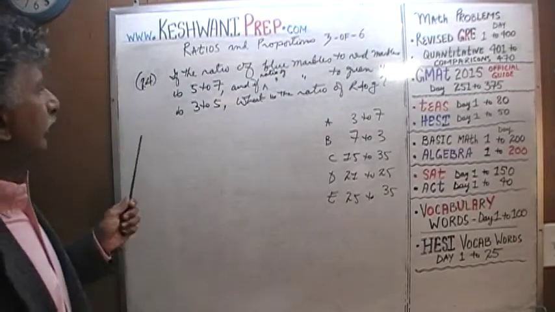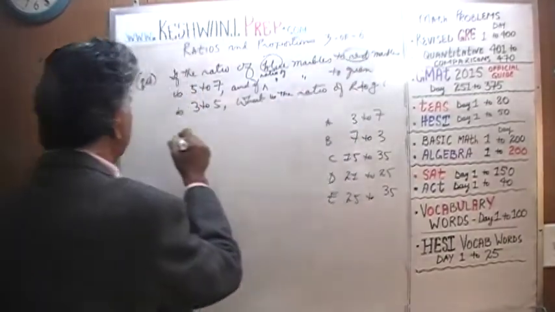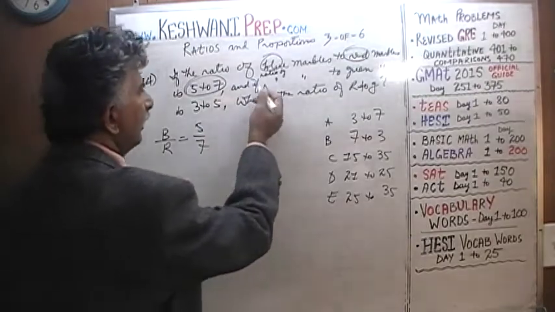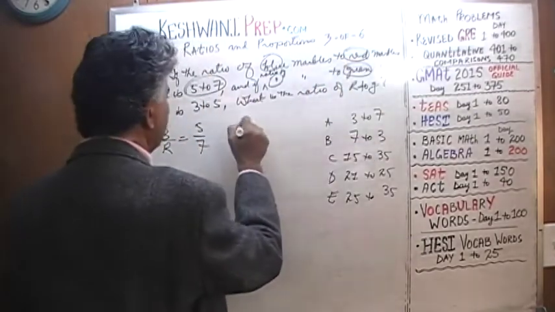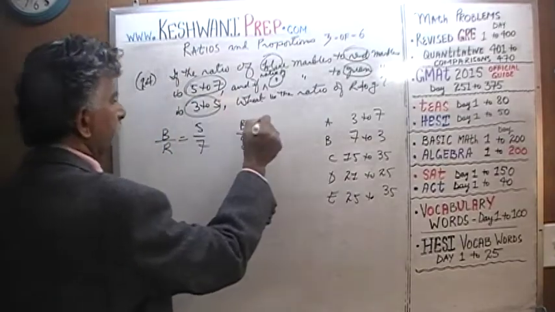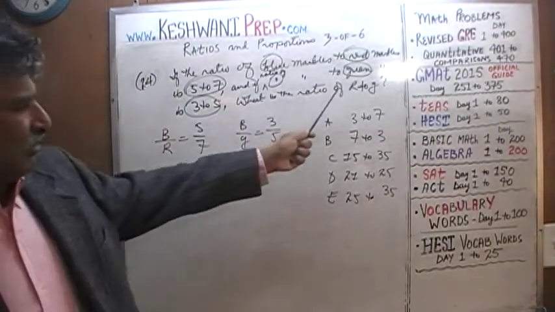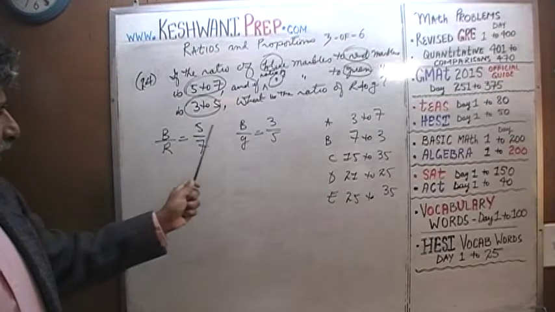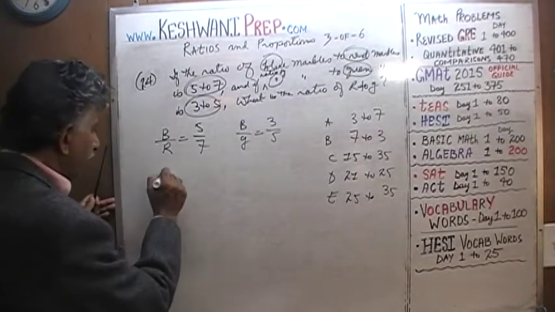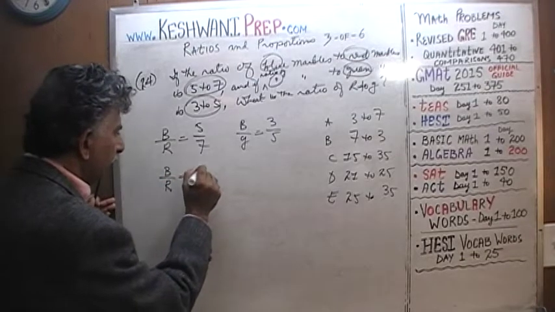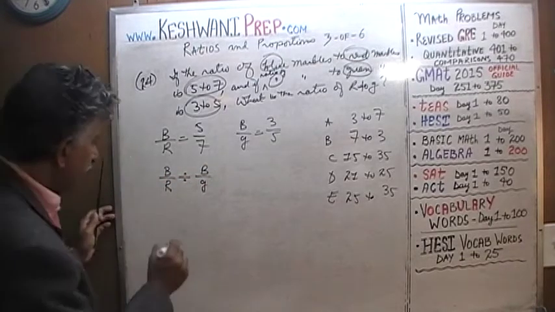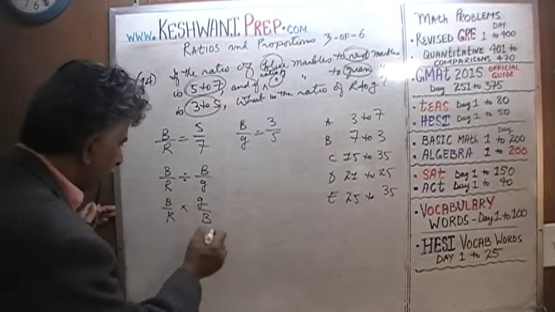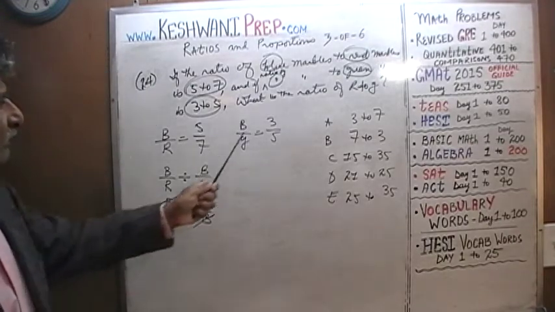So here we go. We know the ratio of blue marbles to red marbles is 5 to 7. We also know that the ratio of blue marbles to green marbles is 3 to 5. The question is, what is the ratio of red to green? Red and green both appear at the bottom, so multiplying this quantity by that quantity is not going to get us anywhere. We have to divide. So we take blue to red and divide that by blue to green. Since we are dividing, we take the reciprocal of this, which becomes green to blue. That's how we get rid of the blue, and we end up with green to red, but we need red to green.